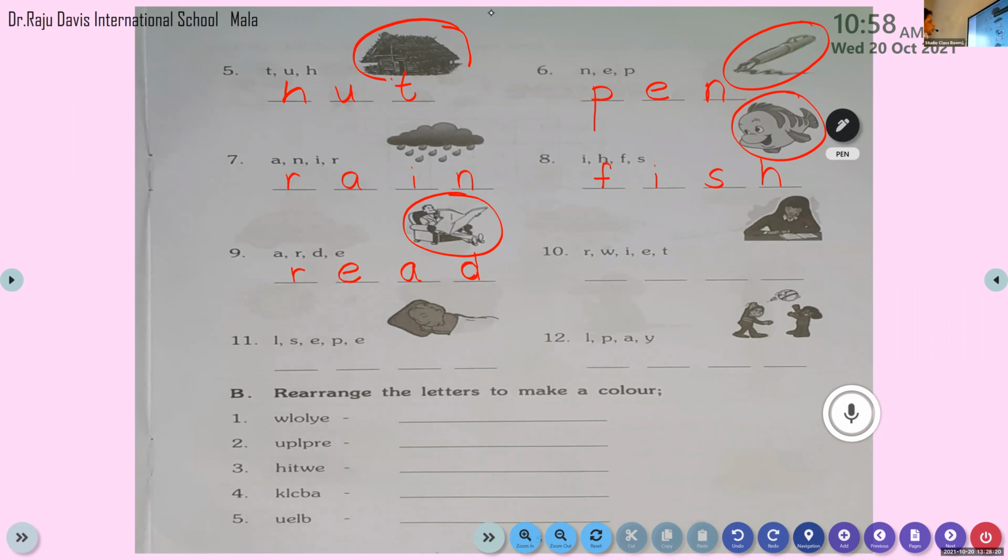Now let's move on to the next word. Here is a picture. You can see a girl. What is she doing there, my dear children? Write. What's the spelling of write? Yes, come on, tell me.